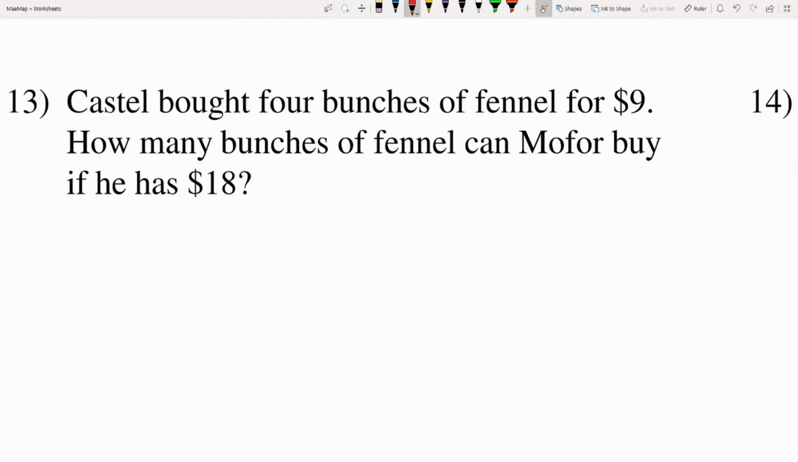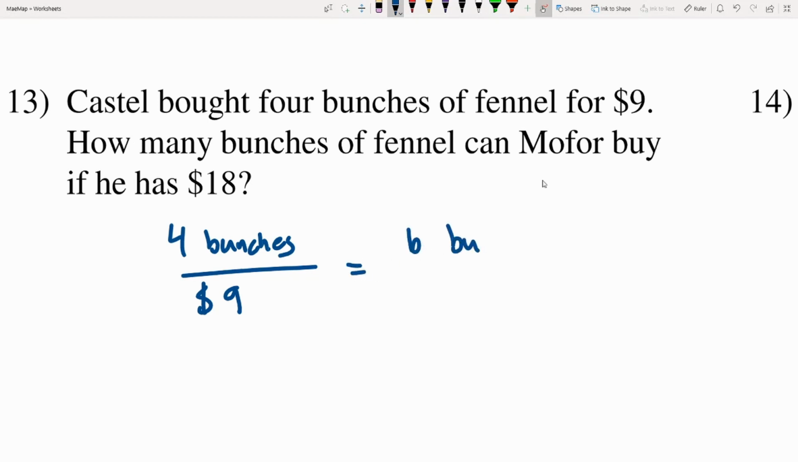For number 13, it says Castell bought 4 bunches of fennel for $9. So that's 4 bunches of fennel for $9. How many bunches of fennel can Mofar buy if he has $18? So how many bunches? Let's use the variable F for fennel. So F bunches for $18.